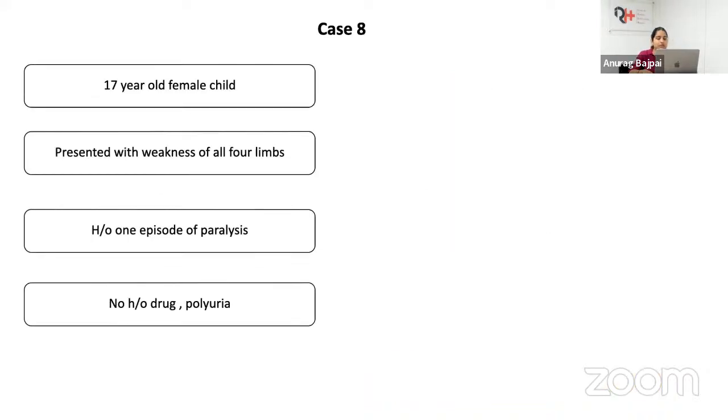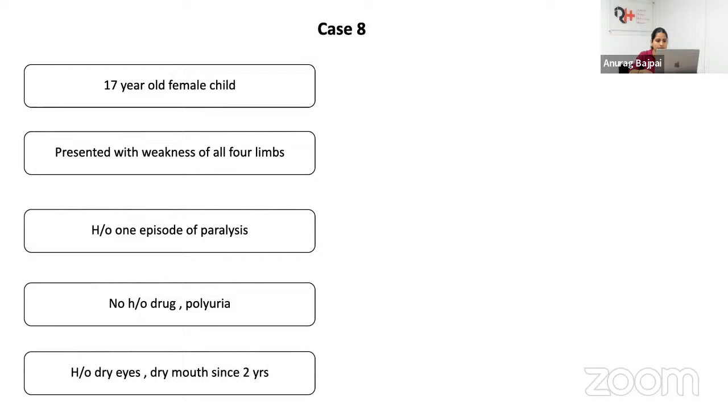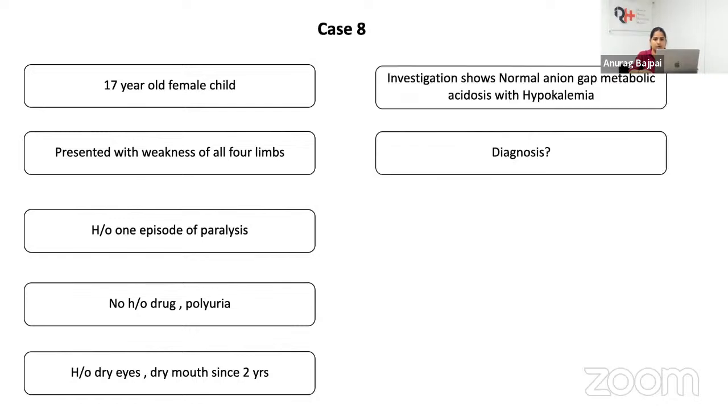We have this 17-year-old female who presented with weakness of all 4 limbs. There was a history of episodes of periodic paralysis, but there was no history of any drug or polyuria. On asking further, she has a complaint of dry eyes and she is using artificial tears very frequently. She has had a dry mouth for 2 years. So we should ask the diagnosis.